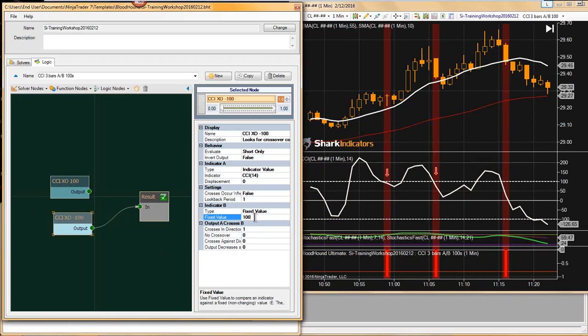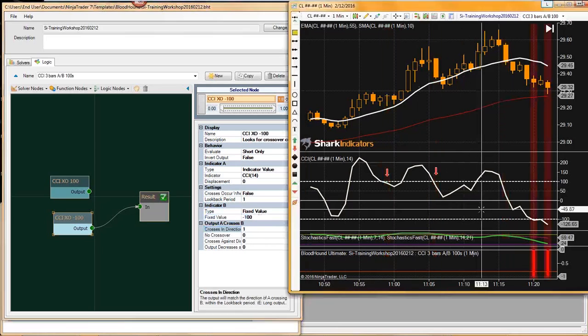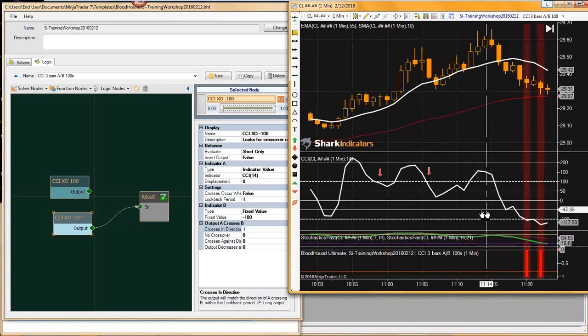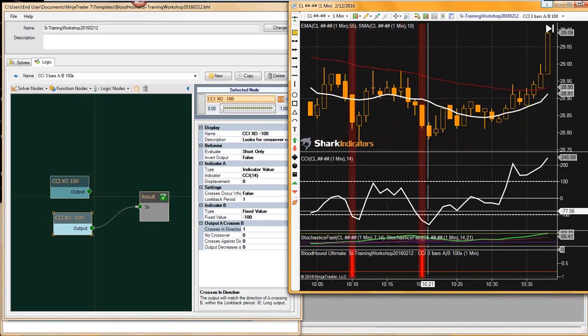So let's see, I need to finish setting the solver up here. We're interested in negative 100, right? So I need to change our fixed value to negative 100 here. All right, and so let's take a look here. Actually, let's go over here.